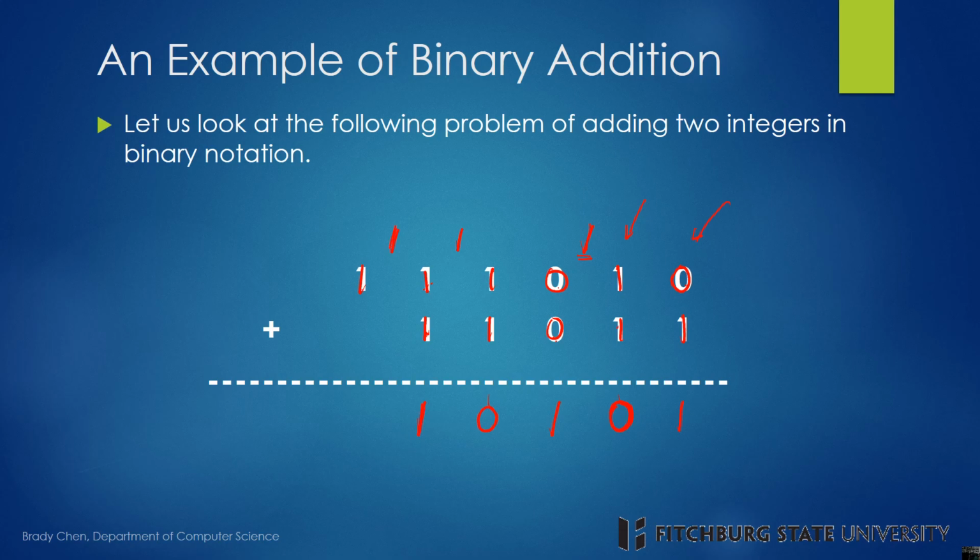Now here in the 32nd position, so 1 over here plus nothing at the bottom, so you got a 1. And don't forget the 1 carried over from the previous position. So you got a 1 plus 1, so you got a 0. And carry a 1 to the next position. So you got a 1. So the final result is 1, 0, 1, 0, 1, 0, 1.